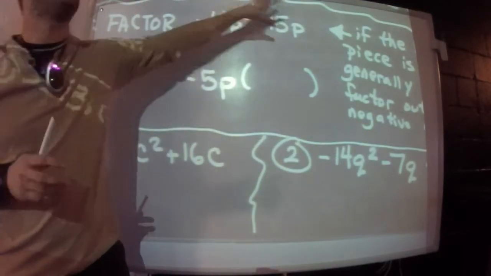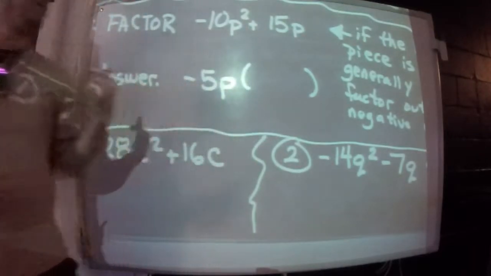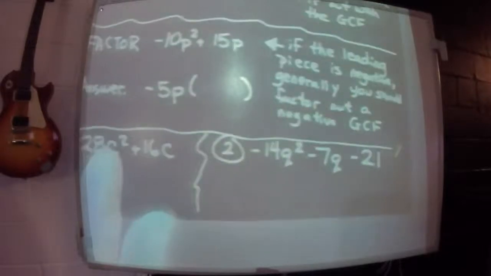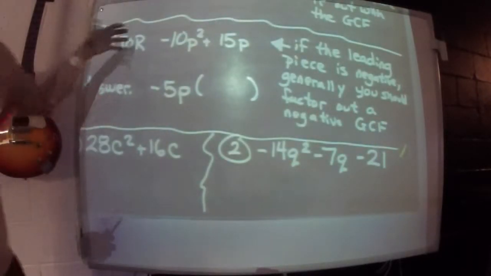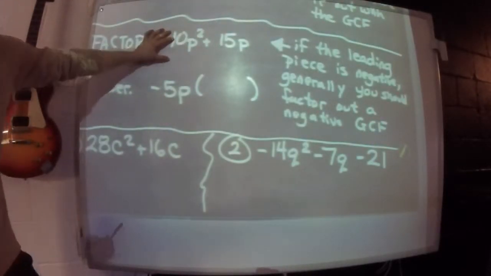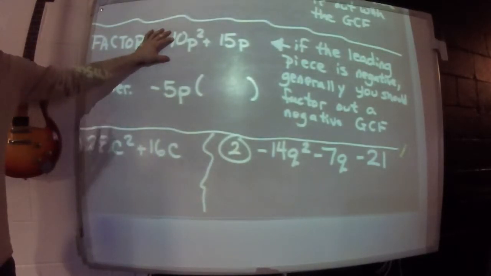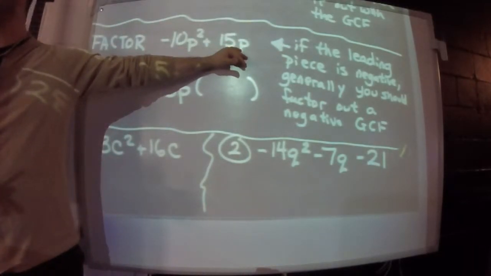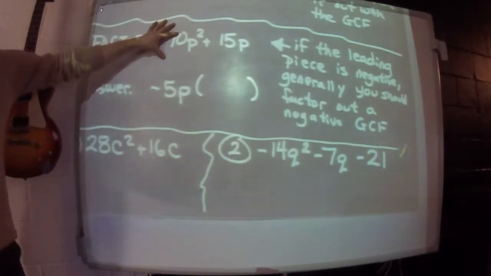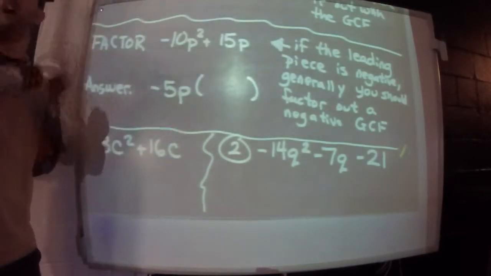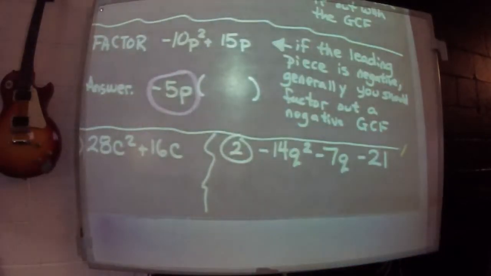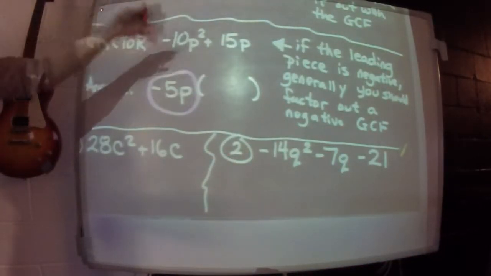So if I got a p squared and a p, I'm going to factor off a p from both of them. Take a look at this one note though. Notice how our leading piece, our leading coefficient, is negative. If your leading piece is negative, you're probably going to factor it off as a negative. Both of these things are divisible by 5. But since the leading one is negative, I'm going to actually take off a negative. I'm going to pull a -5 and put it outside the parenthesis. But I had to put the p with it because both of those pieces had a p.